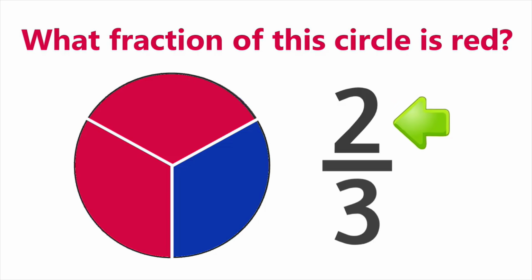Fantastic! The numerator shows us how many of the parts are red. 2 of the parts are red. And the denominator shows us how many total parts the circle is split into. The circle is split into 3 equal parts. 2 out of 3 parts are red. That means 2/3 of the circle is red.